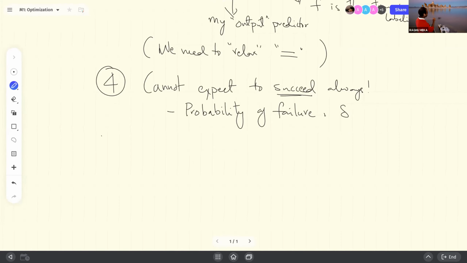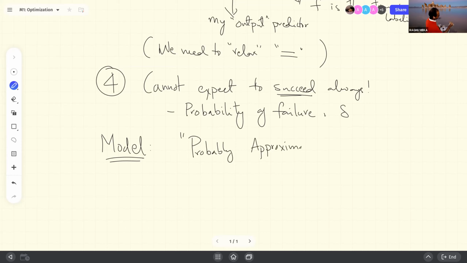So this model, or this set of 4 assumptions, leads to what is called the probably approximately correct, or PAC model. Okay, so the probably is coming from the chance of total failure over the data set. The approximately correct is saying that as long as my prediction is almost always correct, I'm okay.